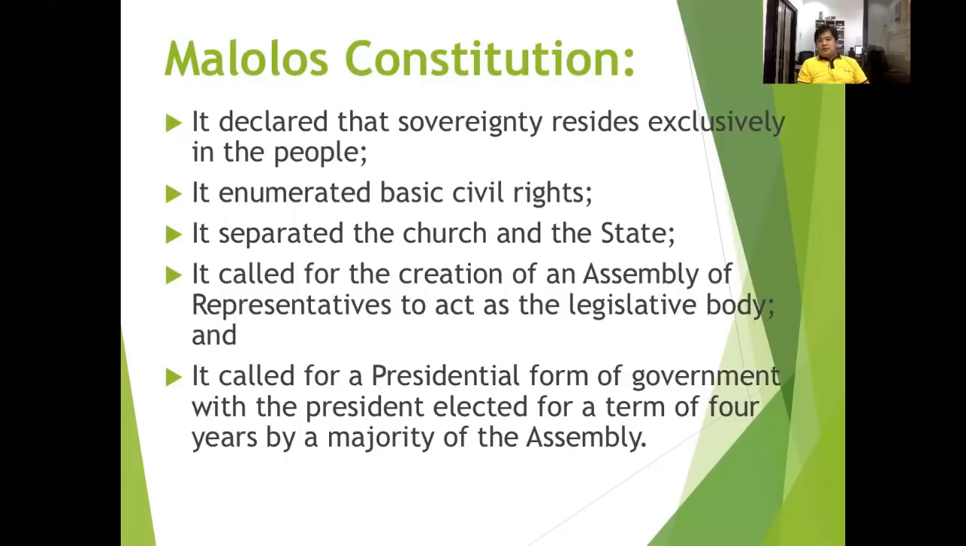So the Malolos Constitution was ratified. It became effective way back September 1898. So what are the provisions or features of this Malolos Constitution? First, it declared that sovereignty resides exclusively in the people. Second, it enumerated basic civil rights, and the controversial separation of the church and state was ensured, and it called for the creation of the assembly of representatives to act as the legislative body. And the last, which is very important, is it called for the presidential form of government with a president elected for a term of 4 years.